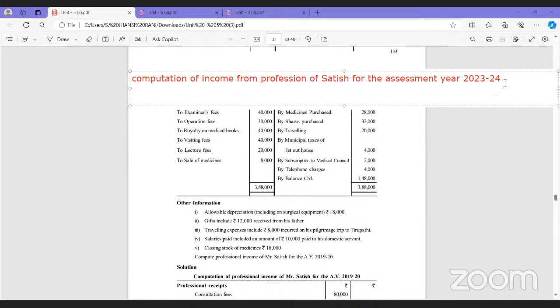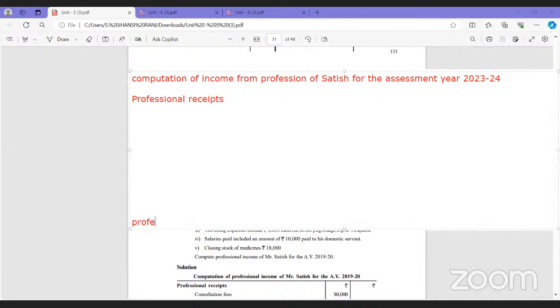Then we draw the format under which you write particulars and amount in rupees, two amount columns. Under that you write professional receipts. Even for business, whatever we discussed, there also you write computation of income from business of the person's name, if any name is given. If no name is given in that particular problem, then we write computation of income from business for the assessment year 2023-24. That's it. Under that, we write professional receipts and then professional payments.